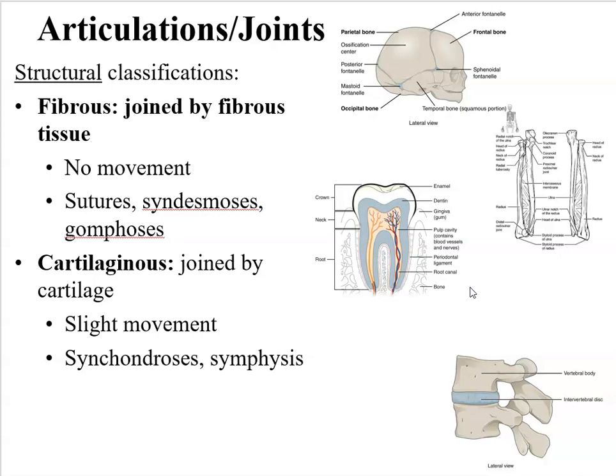Cartilaginous joints are joined by cartilage. Pretty straightforward. Here, a small degree of movement is permitted. Synchondroses are joined together by hyaline cartilage and can either be temporary or permanent. Temporary synchondroses include the epiphyseal plate between epiphysis and diaphysis of growing bones.